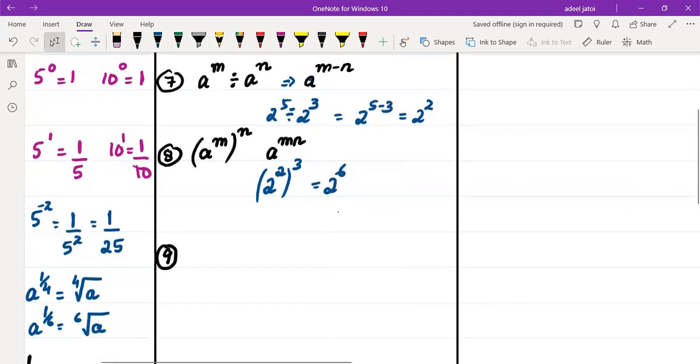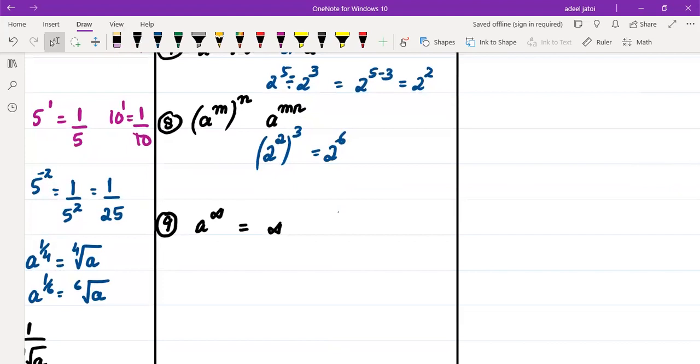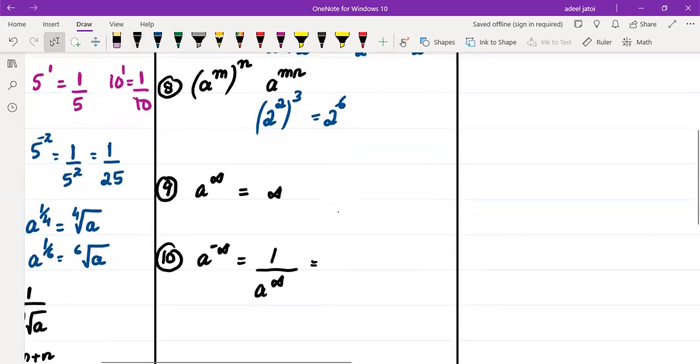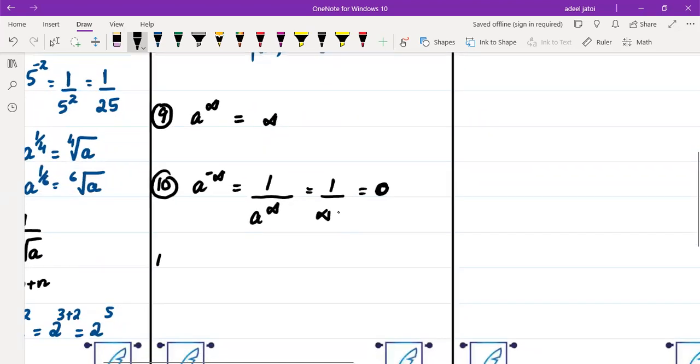Rule number 9. Whereas normally it is not tested much, but still a to the power infinity is always known as infinity. Rule number 10. A to the power negative infinity will be known as 1 upon a to the power infinity. And since a to the power infinity means infinity, 1 upon infinity is always 0.